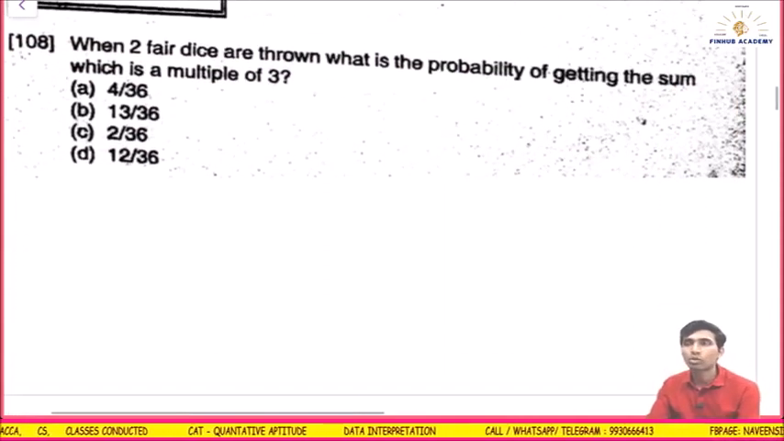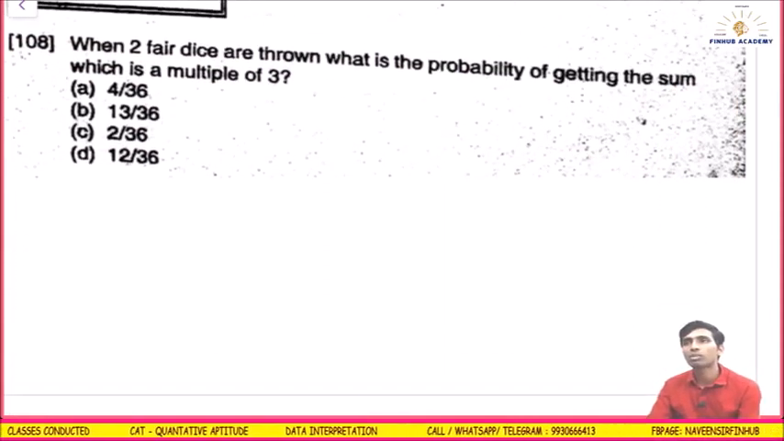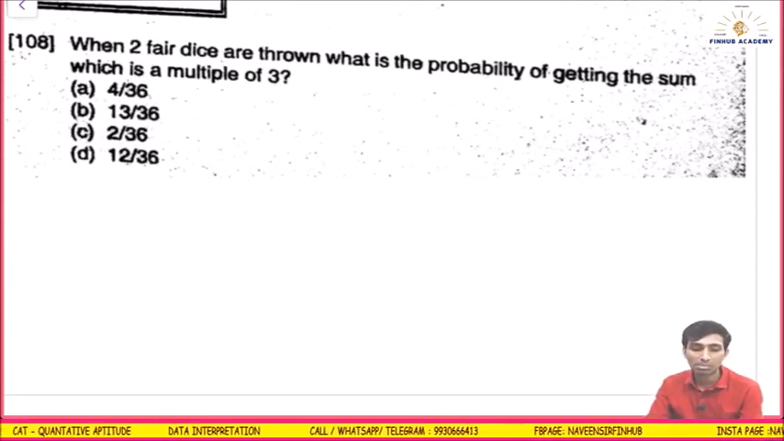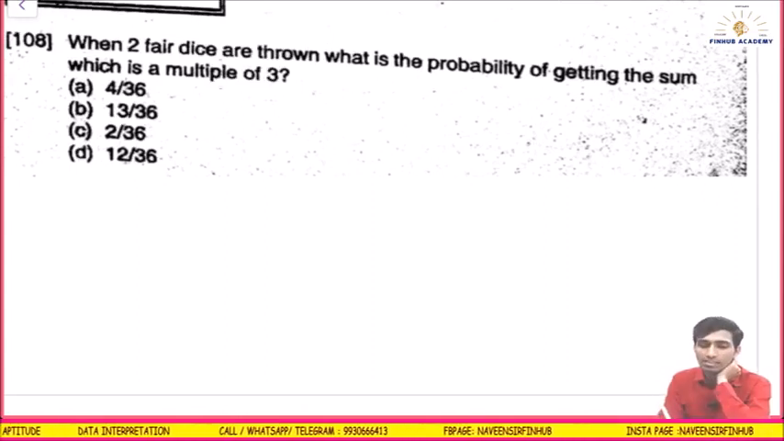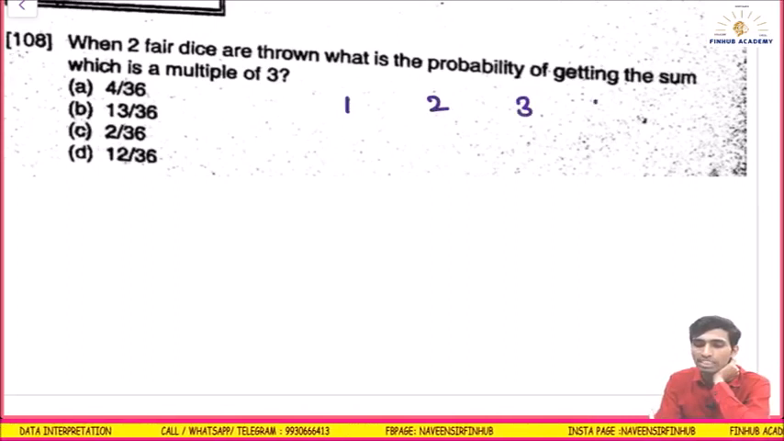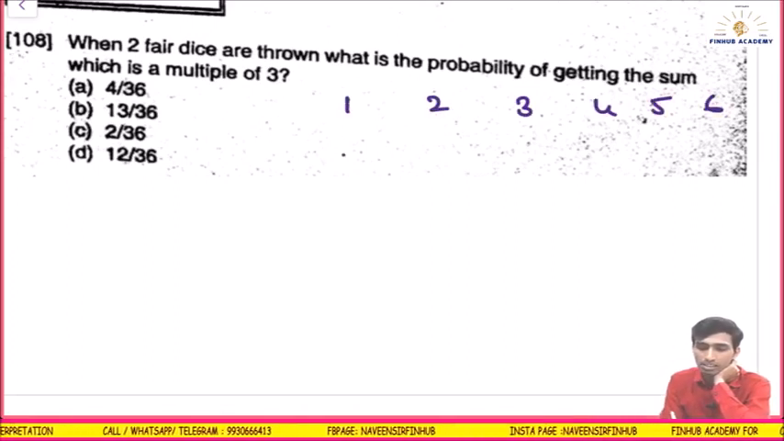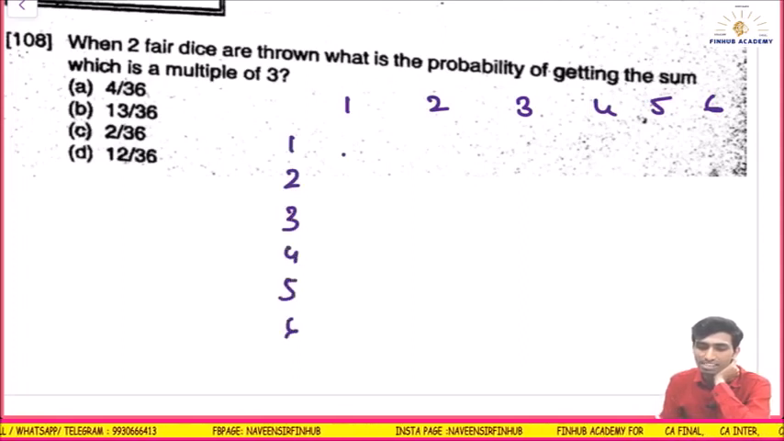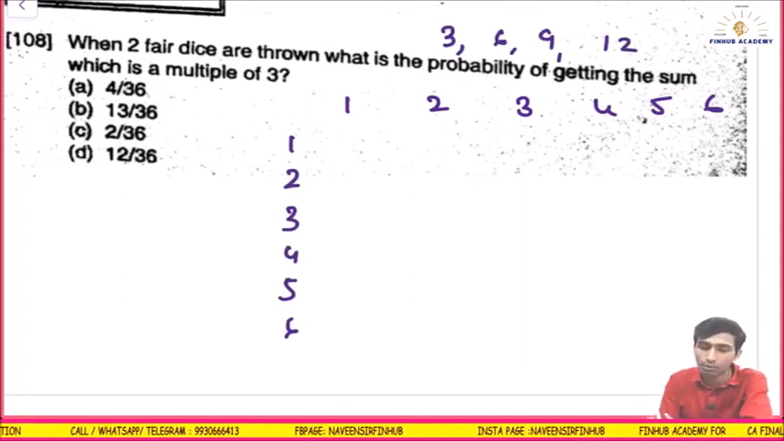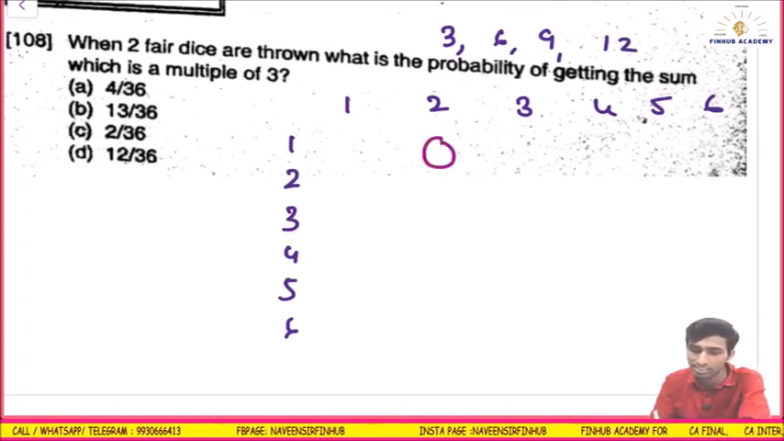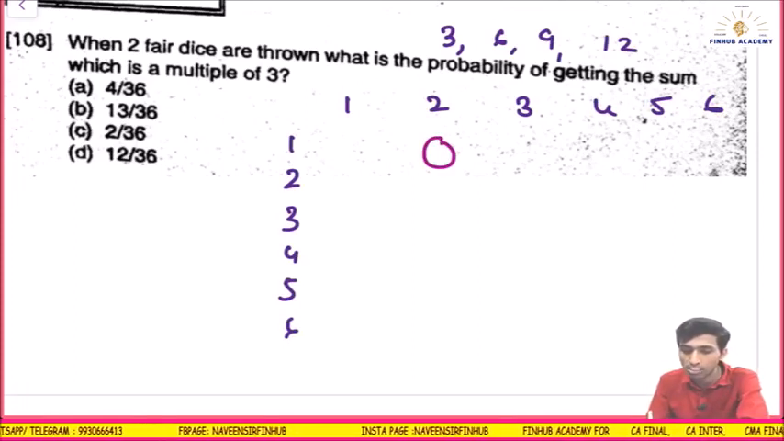When 2 dice are thrown, what is the probability of getting a sum which is a multiple of 3? Multiple of 3 means what? The easiest way to solve is to write 1, 2, 3, 4, 5, 6. How will I solve? I want 3, so 3 will come somewhere here. 3 plus 1 is 4, 4 plus 1 is 5, 5 plus 1 is 6. This can come. Understood? I am first going into the first row.